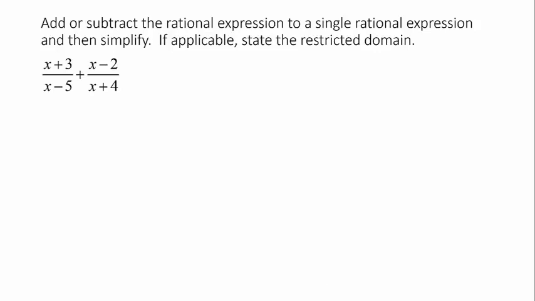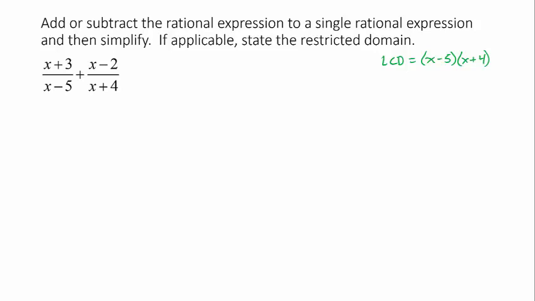Okay, so in this example, I have (x + 3)/(x - 5) plus (x - 2)/(x + 4). When I look at those denominators of x - 5 and x + 4, they don't have any factors in common, right? They have some terms in common, but they don't have any factors in common. So the LCD in this case is just going to be the product of both of them. So (x - 5)(x + 4), right? It's good to write that out somewhere on the page so you have that idea.